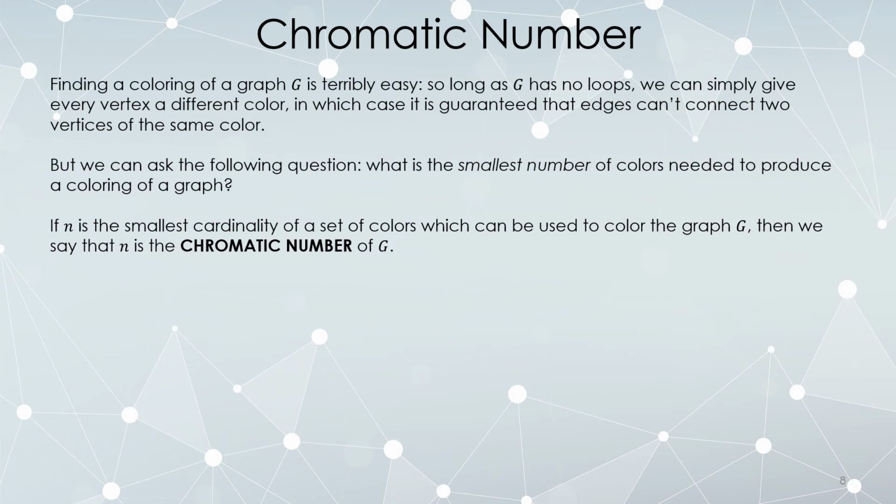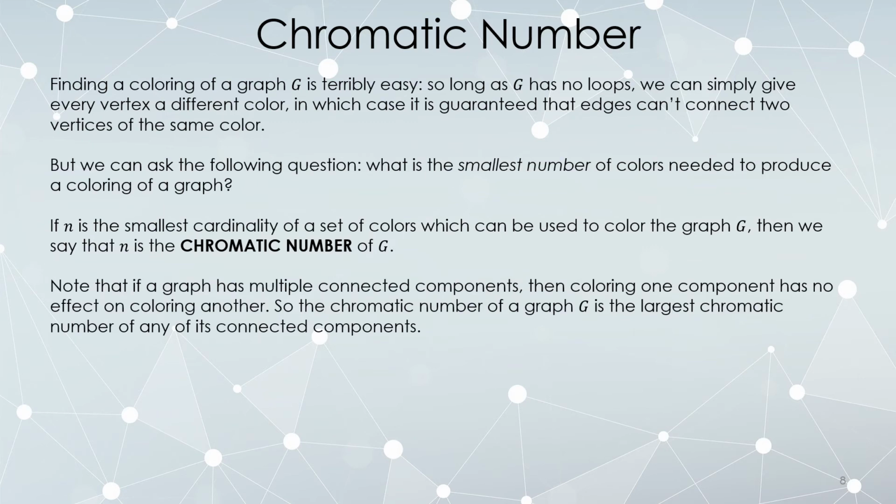Whatever that smallest quantity of colors that it's possible to use and still make a proper coloring of the graph, that's called the chromatic number of the graph, the smallest number of colors required to produce a proper coloring. So if there are multiple connected components, and remember, connected components of a graph are like two disconnected pieces of the same graph, well, if one component has a given chromatic number on its own, and another component has a chromatic number on its own, the colors of the one graph don't really affect the colors of the other because there are no edges in between them.